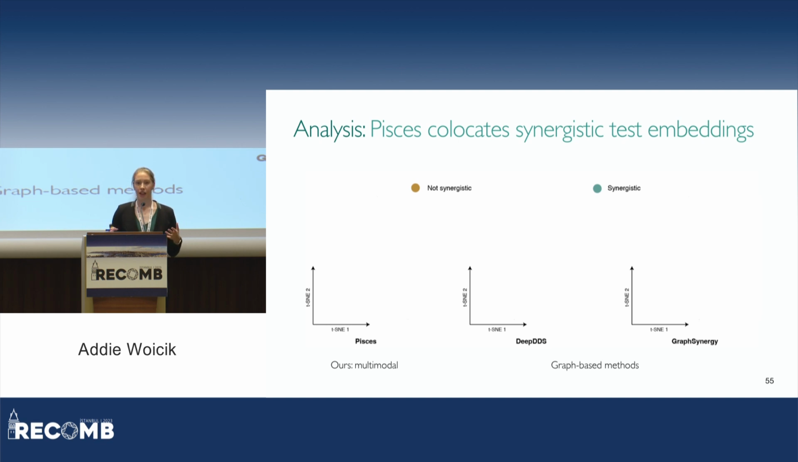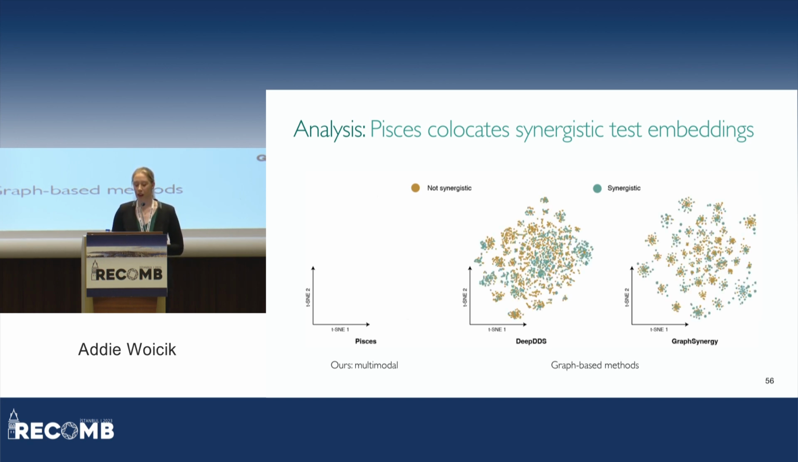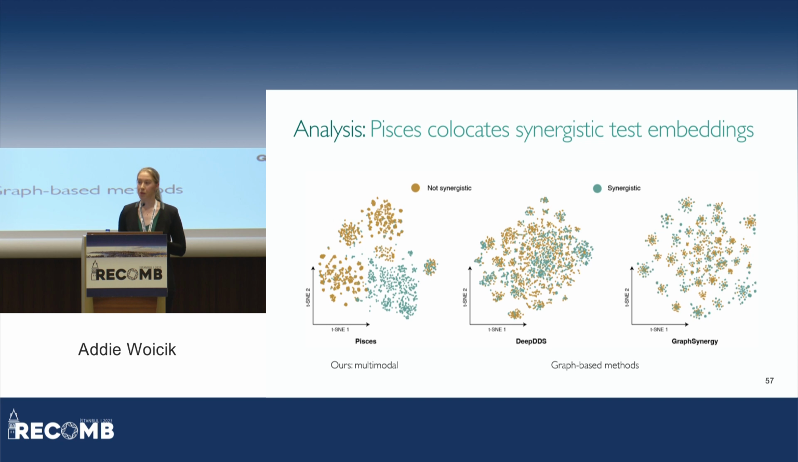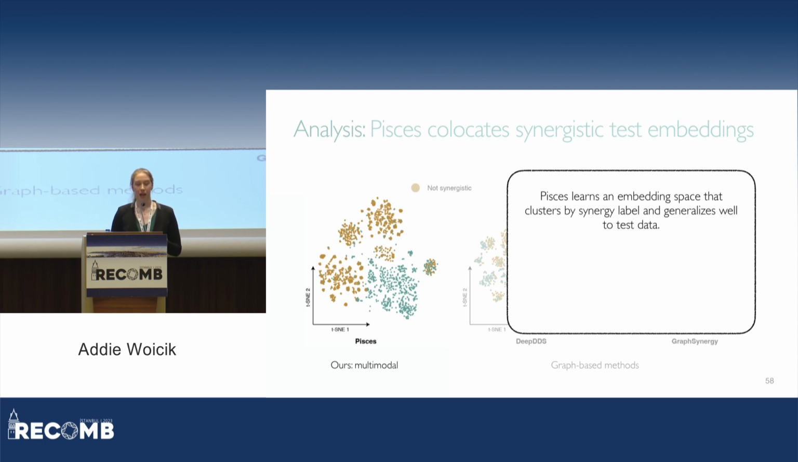We next sought to analyze how Pisces might be able to better generalize to test data. So here we're looking at the embedding spaces of Pisces as well as the two graph-based methods, which were the best performing comparison approaches. And so looking at the test triplets, we don't see a particularly clear clustering behavior for either deep DDS or graph synergy with respect to the synergy labels. If we look at Pisces, though, we see much more clear separation with respect to synergistic properties. We think this is pointing to the fact that Pisces has learned an embedding space that's well organized according to synergistic properties, and that by performing this modality integration at the treatment level, we're able to generalize to the test data as well.